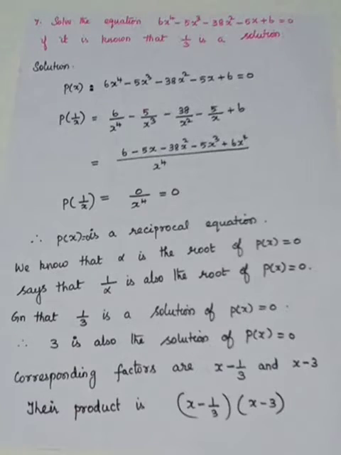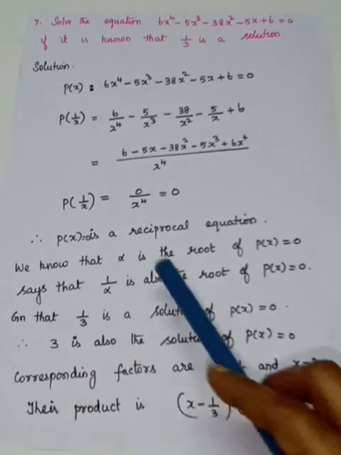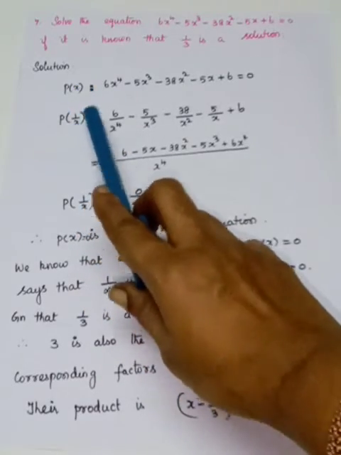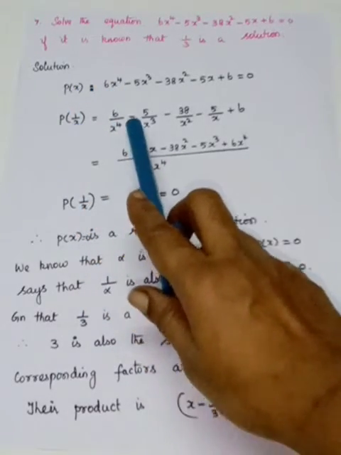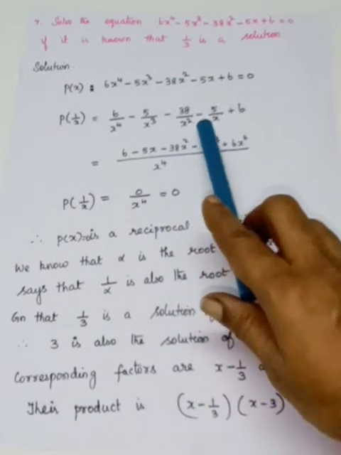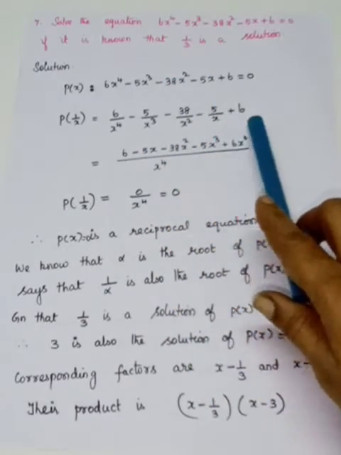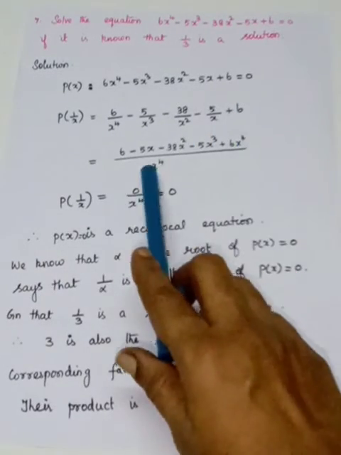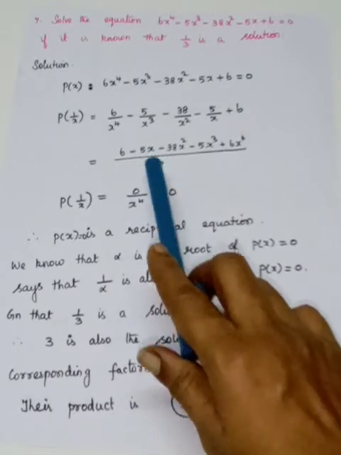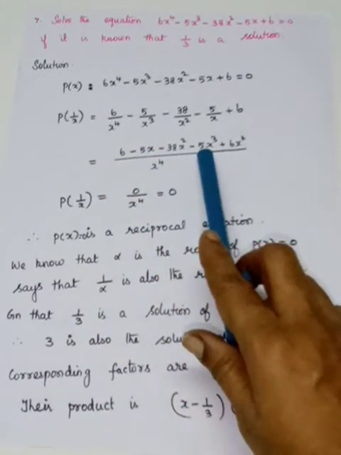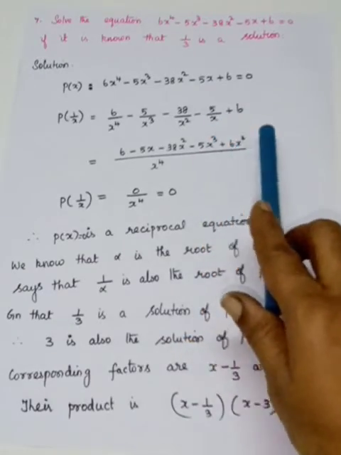In another way also we can check whether it is reciprocal. So P of 1 by x: in the place of x, we have to substitute 1 by x. So it is 6 by x power 4 minus 5 by x cube minus 38 divided by x squared minus 5 by x plus 6. You take the equation and here you take the LCM. LCM is x power 4. So you will get 6 minus 5x minus 38x squared minus 5x cubed plus 6x power 4.